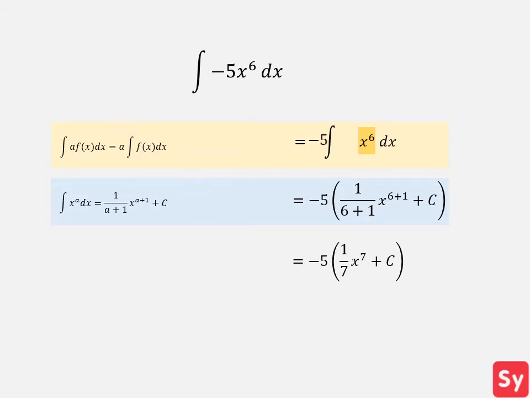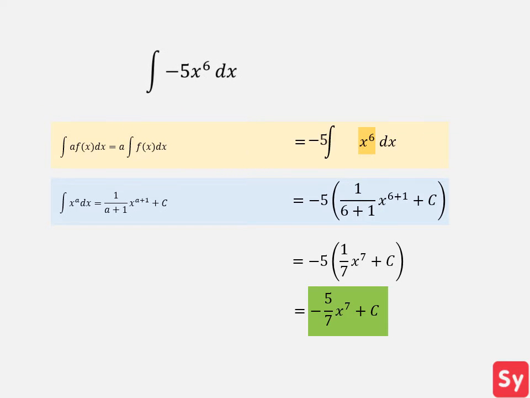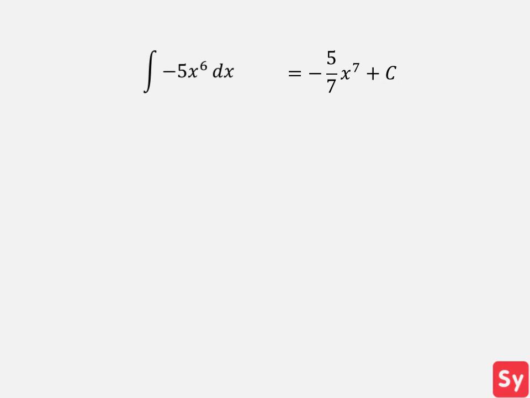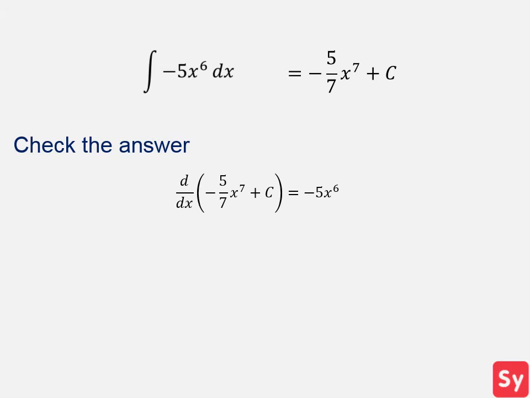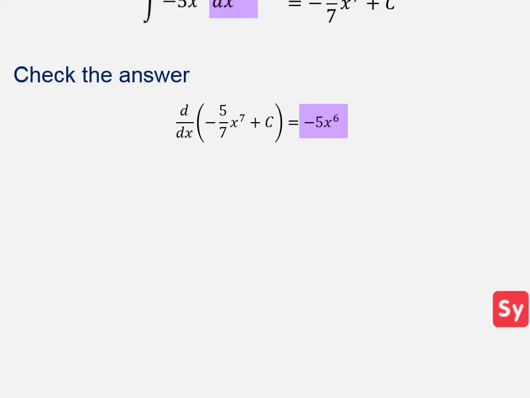And now we'll distribute -5. We get -5/7 x to the 7th plus c. Because c is a constant we don't know, -5 times c is still a constant we don't know. So we'll leave it as c. So -5/7 x to the 7th plus c is our answer. Now we'll check our answer by taking its derivative. We get our integrand, so this is correct.